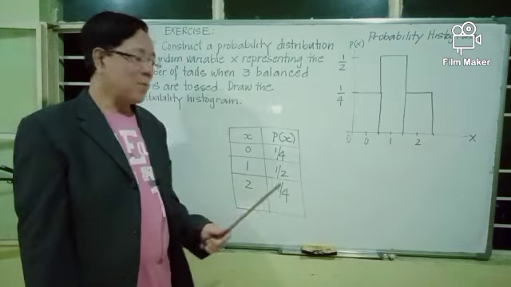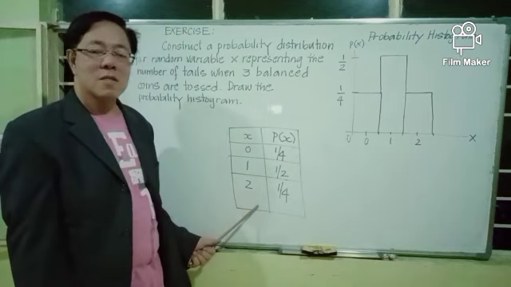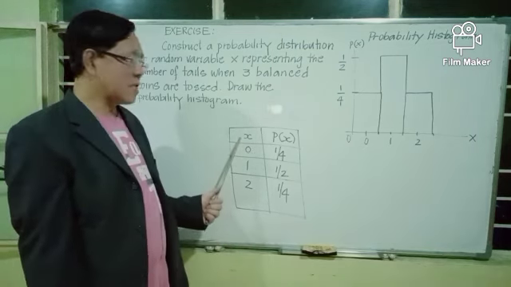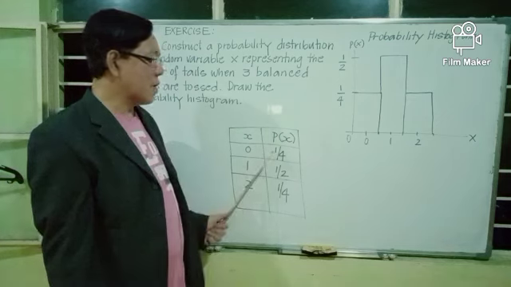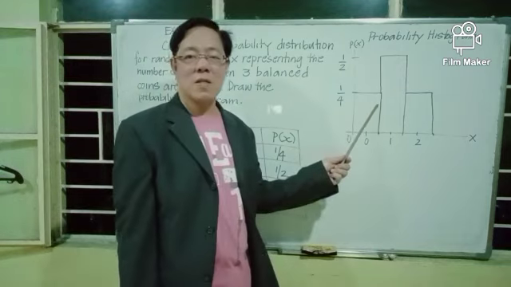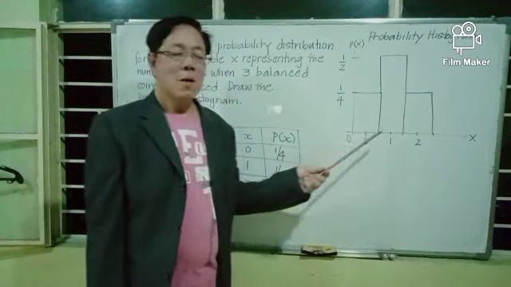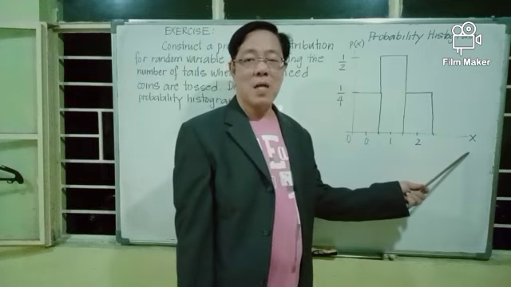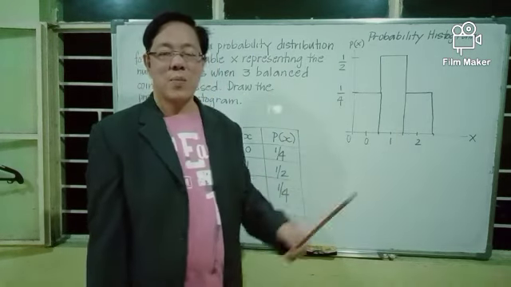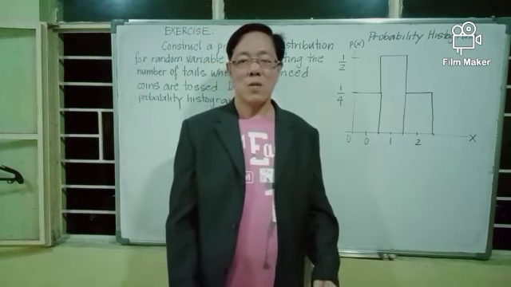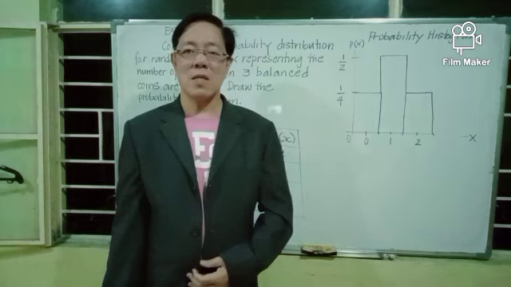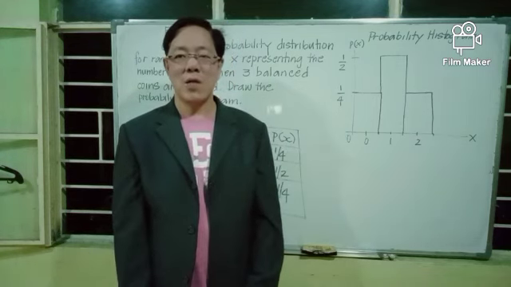And from the initial table, you summarize the results in a compact table summarizing the possible values of the discrete random variable x and the corresponding probabilities. And from this probability distribution table, you construct the probability histogram, where we write the possible values of the discrete random variable x in the horizontal axis and the probabilities in the vertical axis. In the next lesson, we will take more examples for probability distributions for discrete random variables.